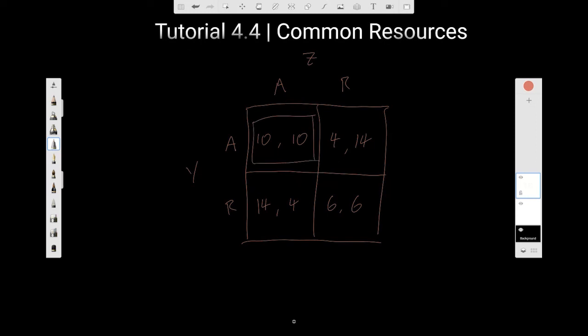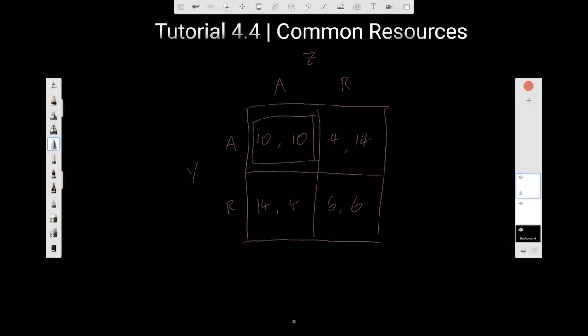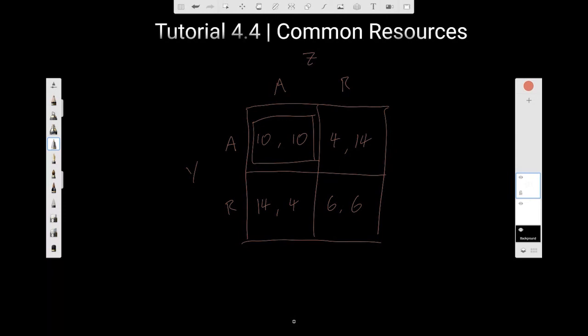we can see it's a fair distribution. Both are getting 10. And this is also the efficient outcome, because the total number of fish being harvested is 20. If we looked at either of the others, so the off diagonals, you would see 4 and 14, and the lower right box, you'd see 6 and 6. The total number of fish being harvested is lower than 20. So we found the efficient outcome. But let's look at their incentives.